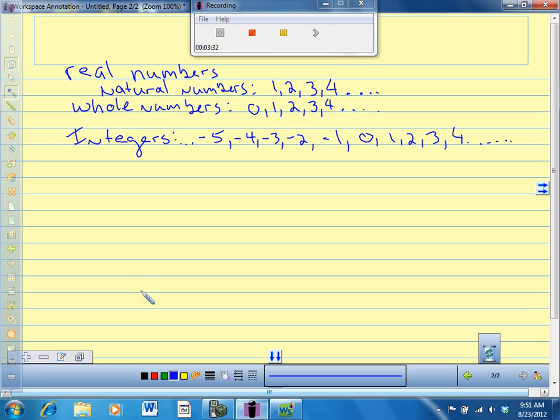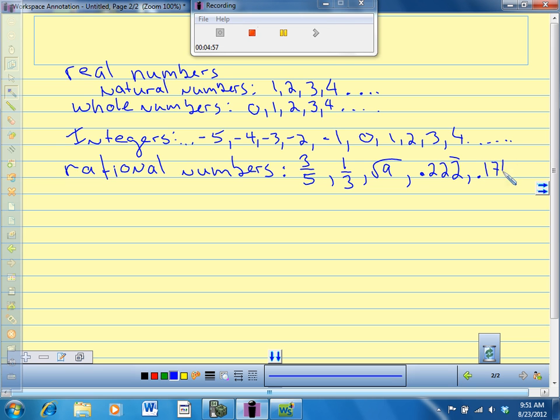All right. Next one is called rational numbers. And the reason that they're called rational is because they're relatively straightforward to express. So those are numbers like 3/5, or numbers like 1/3, or numbers like the square root of 9, numbers like 0.222 with a little bar on top. What does that mean? It goes on forever. Or repeats. There's other ones that repeat, like 0.171717, that go on forever like that.